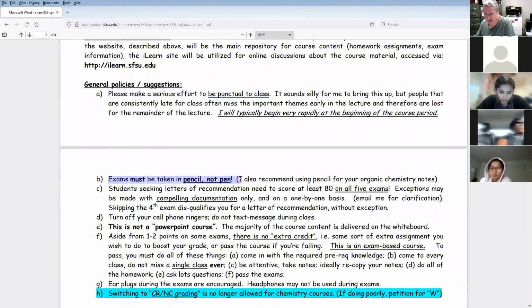Exams must be taken in pencil, not pen. That sounds totally silly and trivial. My main thing though is with a pencil you can erase your answers, and with a pen people just scribble everything out, and it's just a big mess. So it actually helps you guys to use a pencil with a good eraser. Get one of these crazy big erasers, and a nice mechanical pencil. Those are the two things you really need in this course for exams.